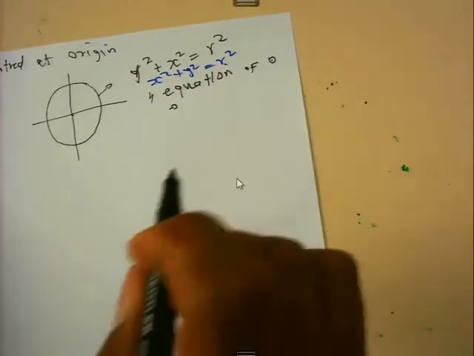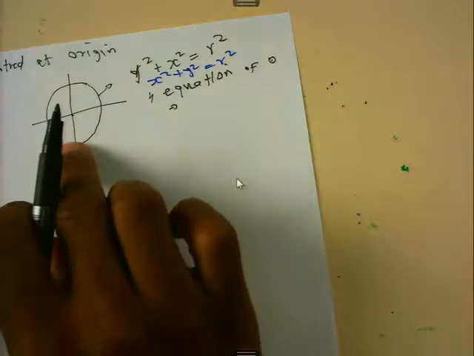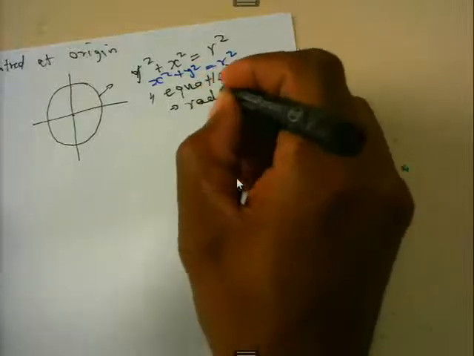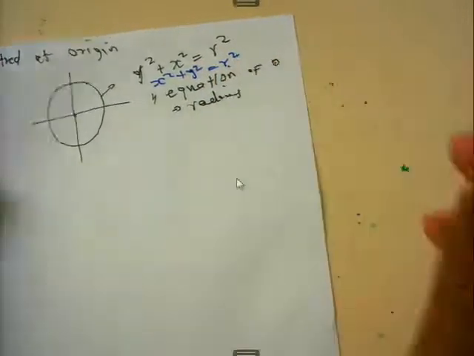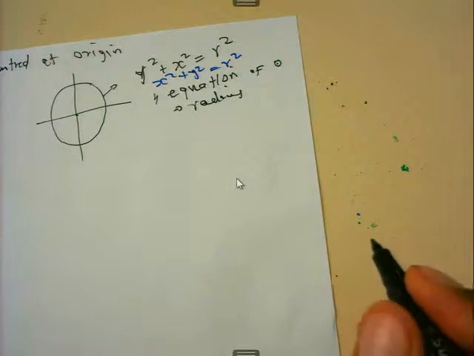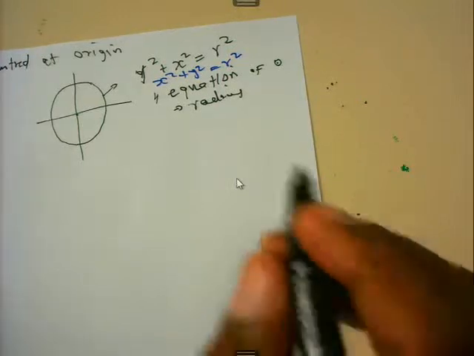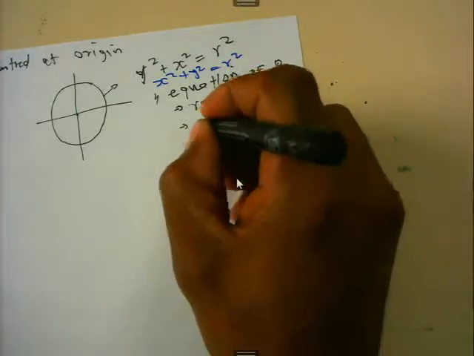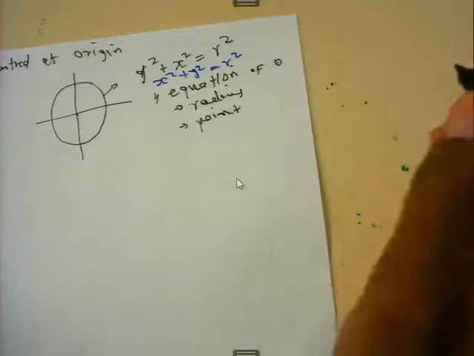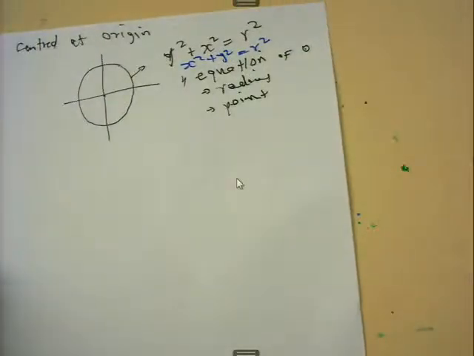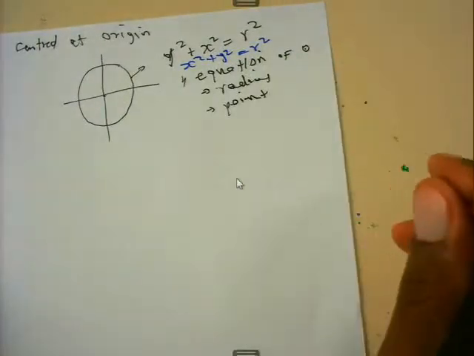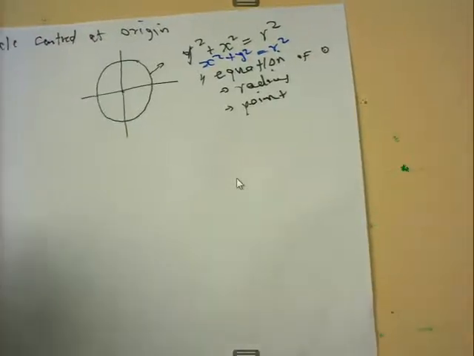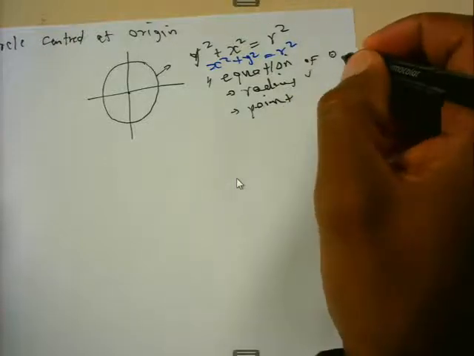Because this circle is centered at origin, the first thing that you need here will be the radius of the circle, which is very, very important. And number two, if you don't have the radius of the circle, you need a point on the circle. Without one of these, you will not be able to determine the equation of the circle.